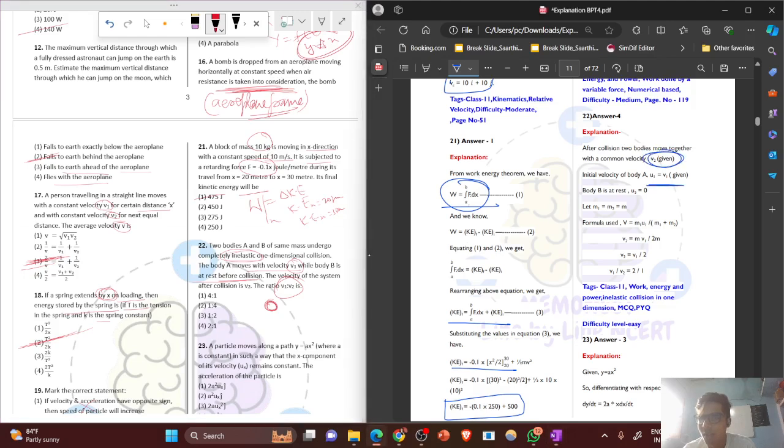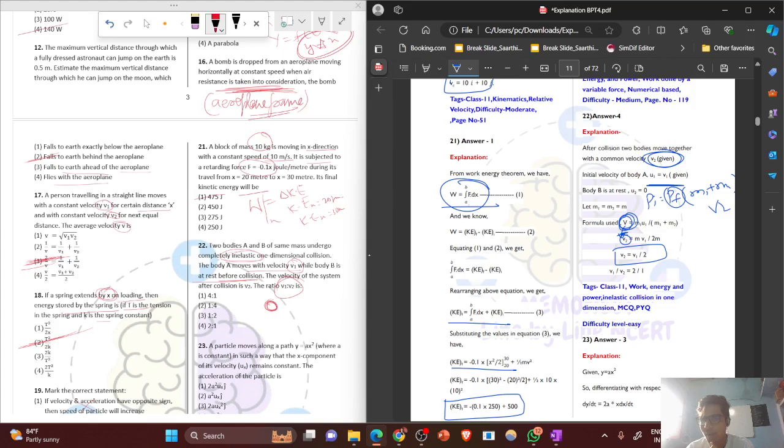Simply apply momentum conservation: initial momentum equals final momentum. Final momentum will be (m1 plus m2) times v2, so from here you can easily calculate v2. V2 is called v here; they don't care about the subscript or the variable. Just be careful, they have written it wrongly: v is equal to v2 here. Putting the values of m1, m2 and m1 v1, the v2 will come out to be this.